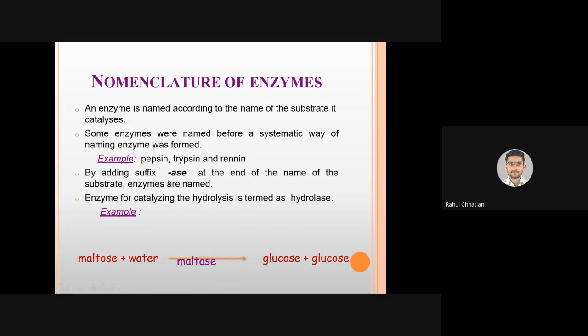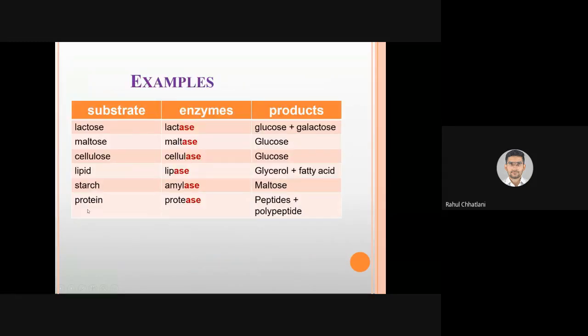By adding the suffix ASE at the end of the name of the substrate, enzymes are named. Simple as that. Example, maltose plus water. So maltose, removing OSE and adding ASE, maltase, leads to glucose plus glucose. Giving a few examples, remember 2 or 3 if possible. It is easier to remember compared to other things. So lactose, lactase; maltose, maltase; cellulose, cellulase; lipids, lipase; starch, amylase; protein, protease. Yes, so these are the examples.